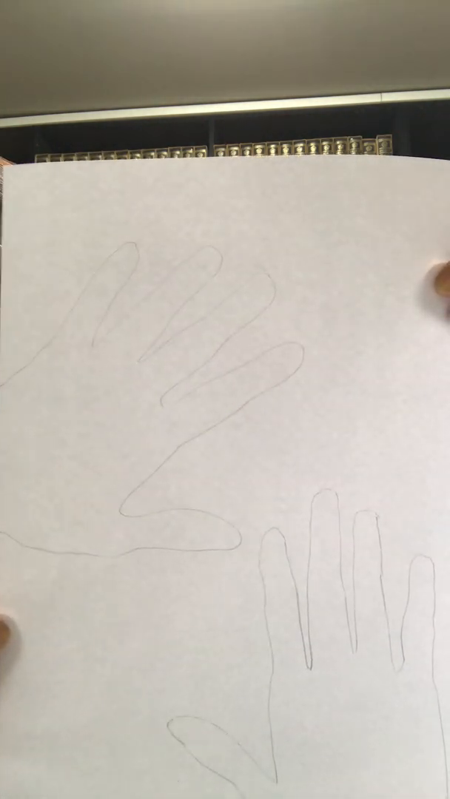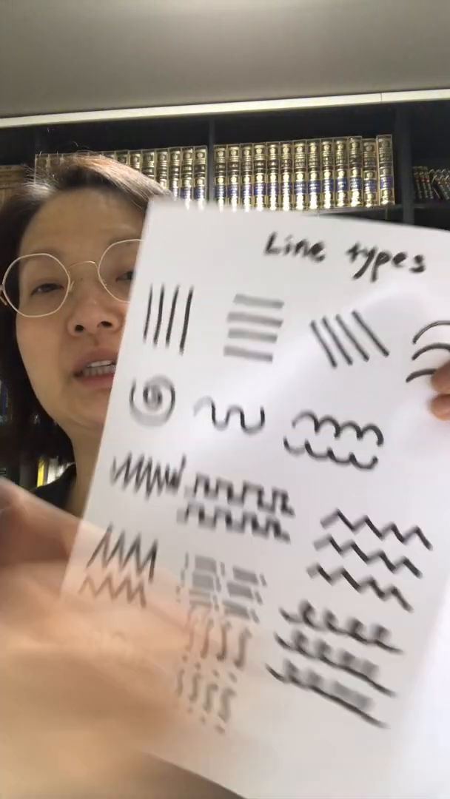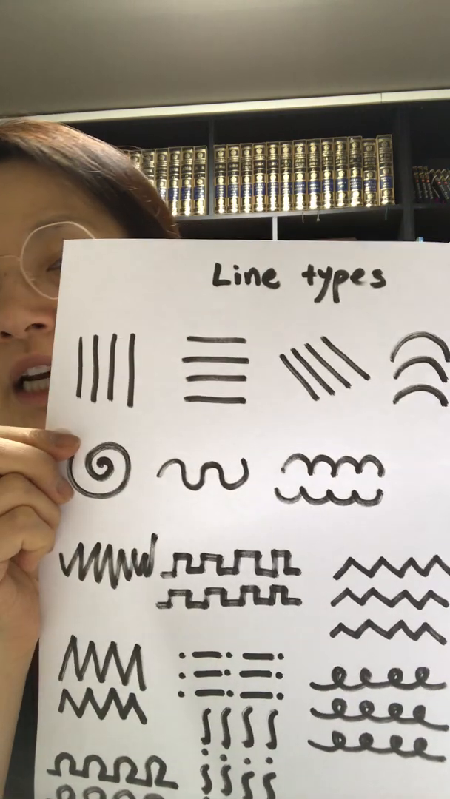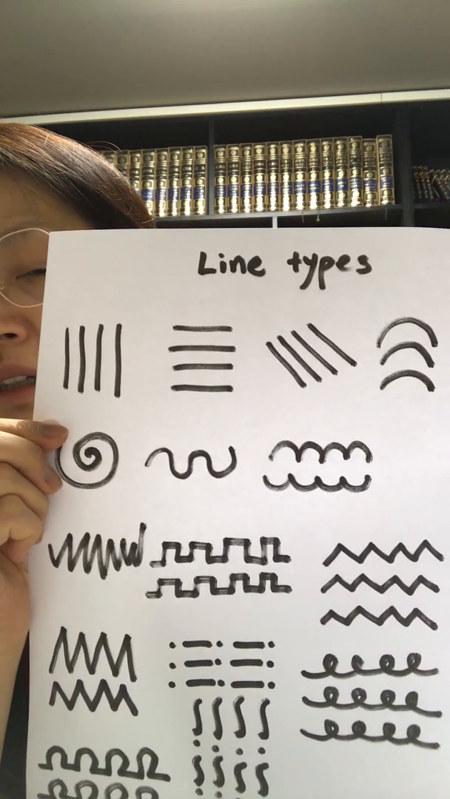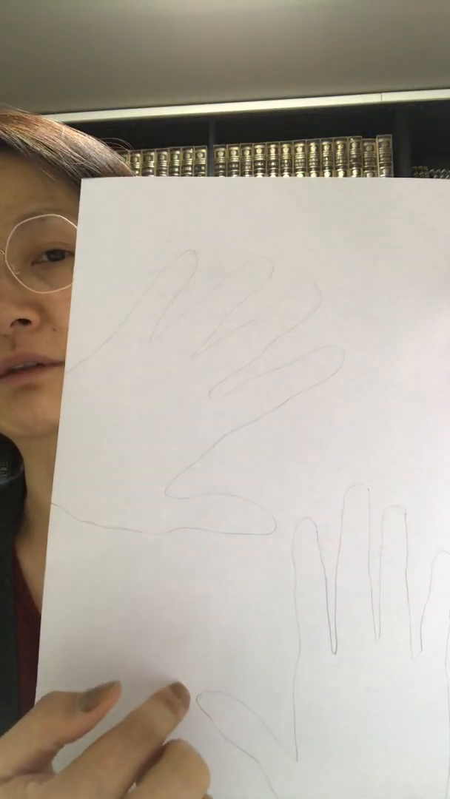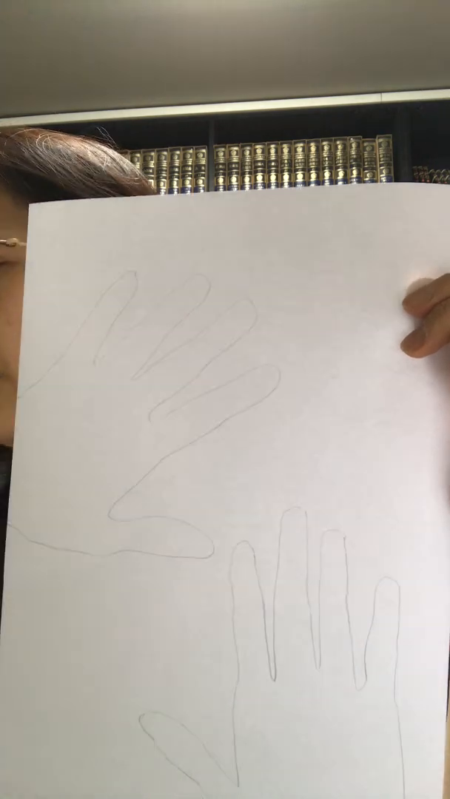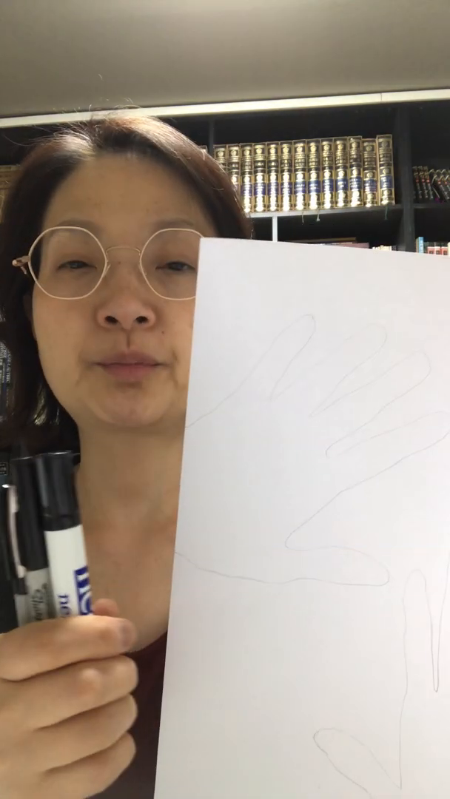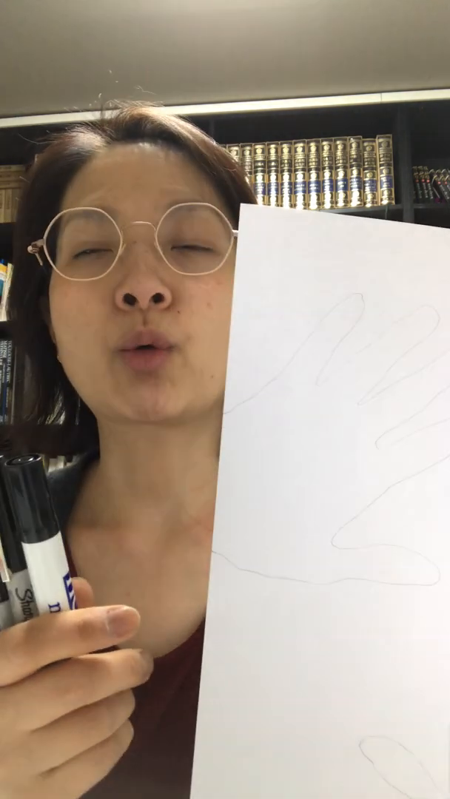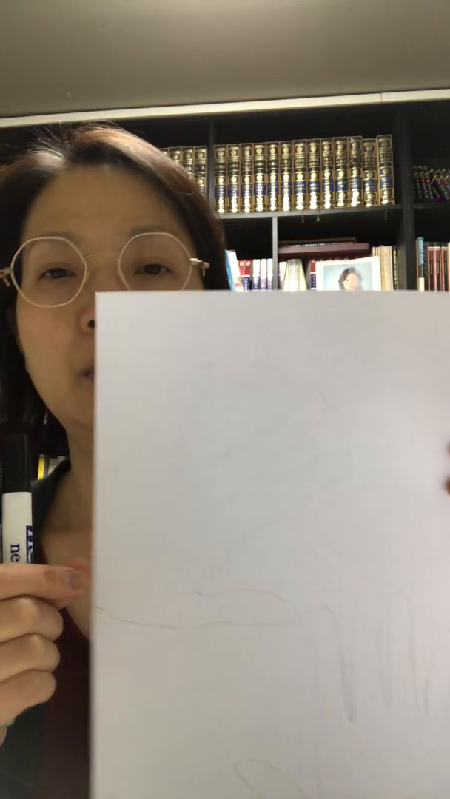I want you to start using the pencil. Try to trace your hands on the paper. Once you finish, you need to use the references which I showed you of the line types, and first of all, work on the background. This time you are going to use markers. So for this lesson you need to have a pencil, paper and various types of markers.